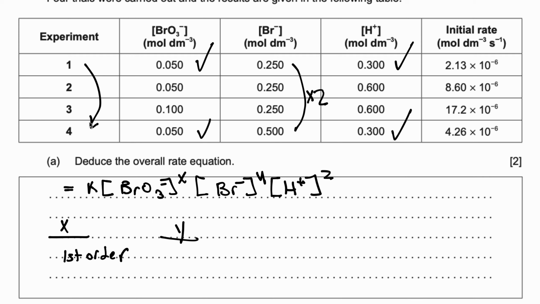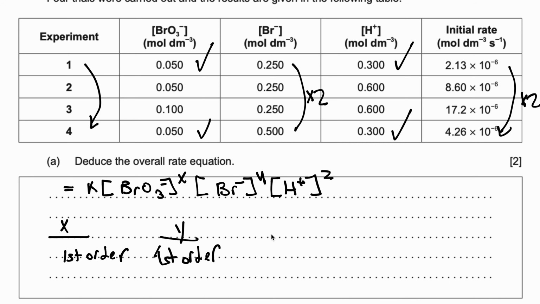So 1 and 4 work well together, and I can use this to find out the order of the Br minus reactant. Okay, so when I double my concentration of Br minus, my rate also doubles. And what did I tell you before? When the increase or decrease of the concentration is equal to the increase or decrease of the rate, well, the factor of increase, that means it's the first order as well. So this is also first order.